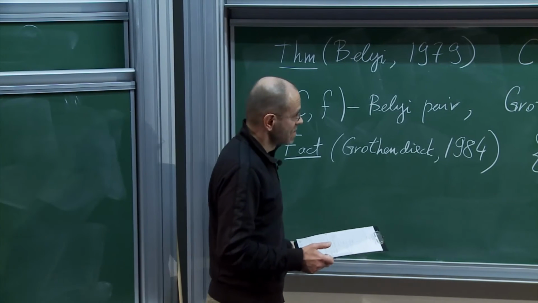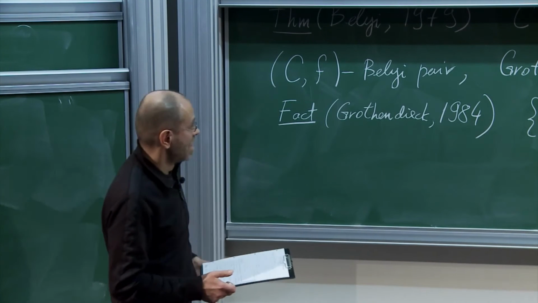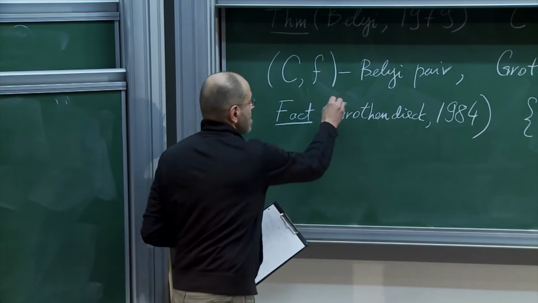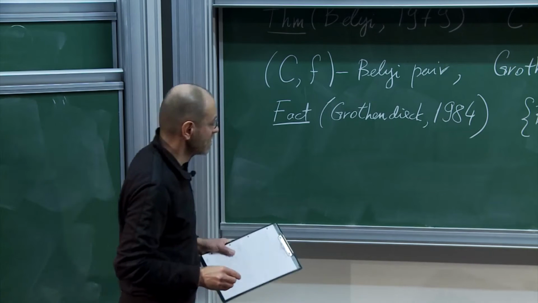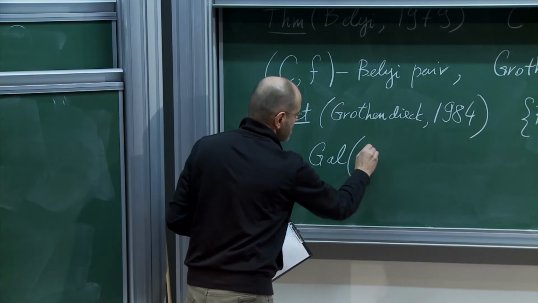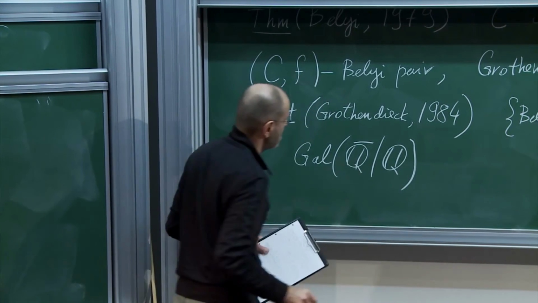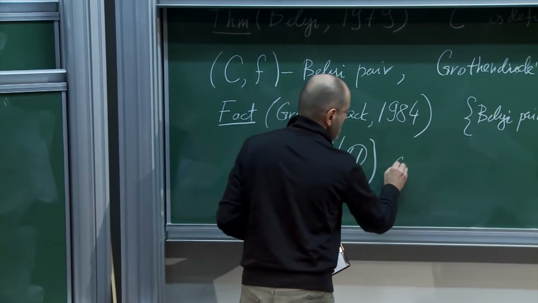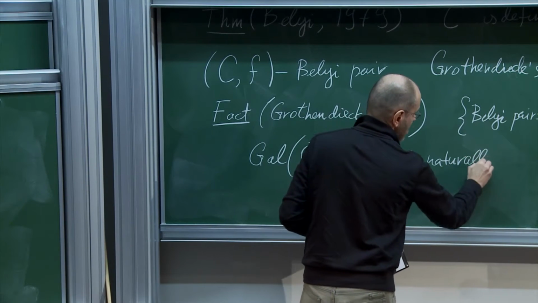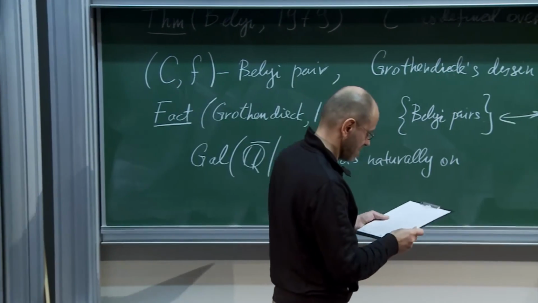What is so interesting about Grothendieck's observation? From his observation, it follows that the absolute Galois group naturally acts on the space of combinatorial objects.